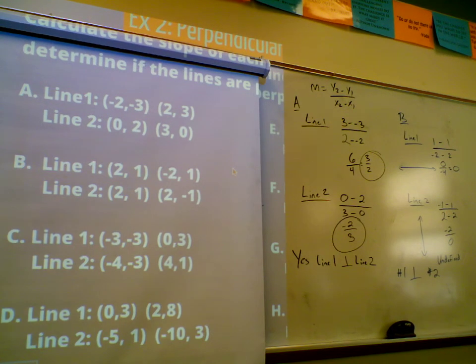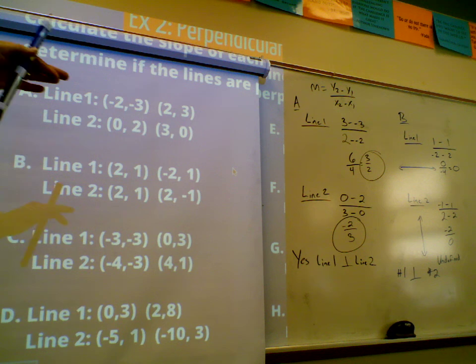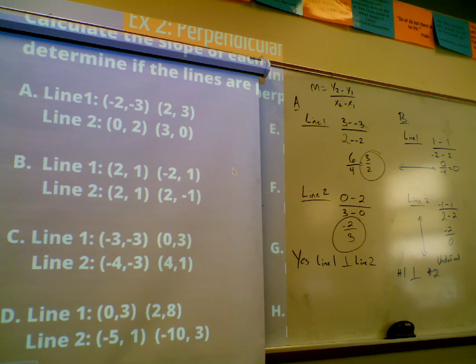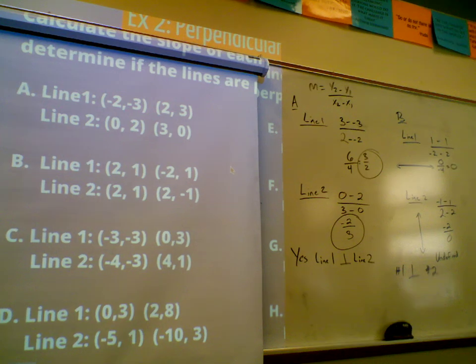Yep, that is yes. That is the special case right there. It's the only special case. Everything else, as long as they're negative reciprocals, they're perpendicular. If I have 0, which means horizontal, and undefined, which means vertical, those are perpendicular as well. Does that make sense?